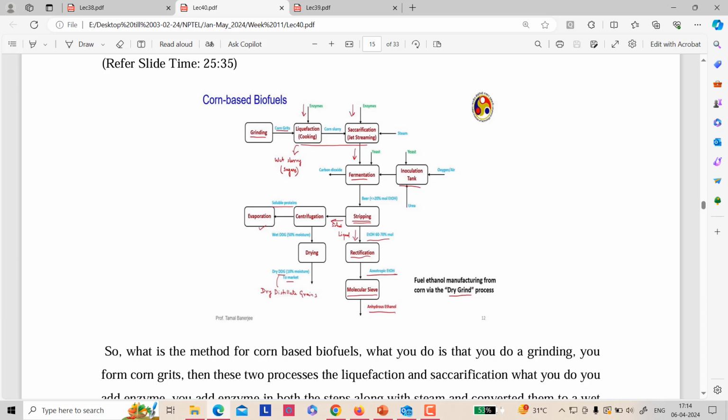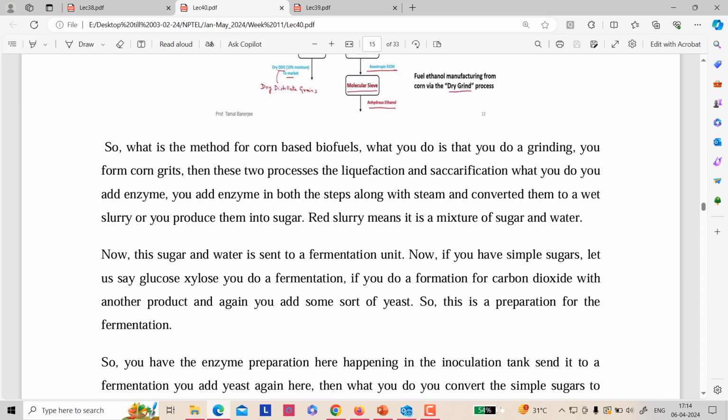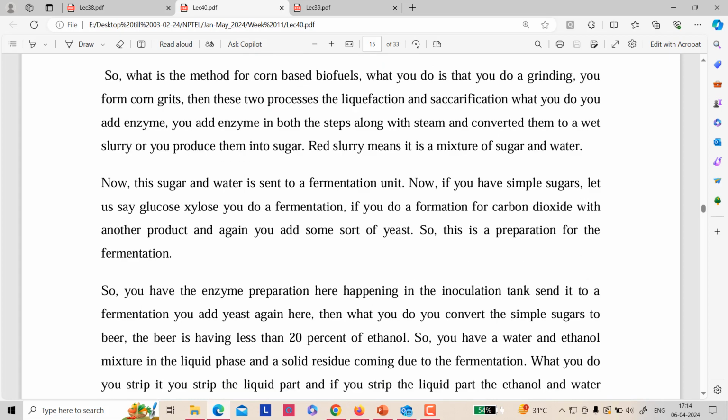And in the stripping section, the liquid part has 60 to 70% ethanol, and that will lead to rectification. That will go for azeotropic ethanol, and azeotropic ethanol will pass through the molecular sieve, and that will produce anhydrous ethanol. So this is the production of corn-based biofuels.